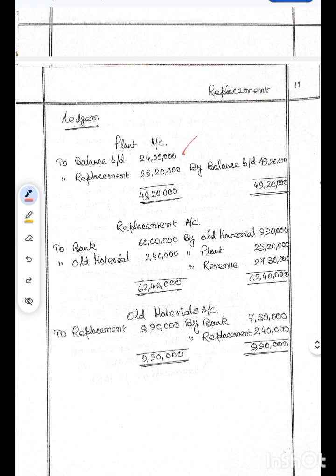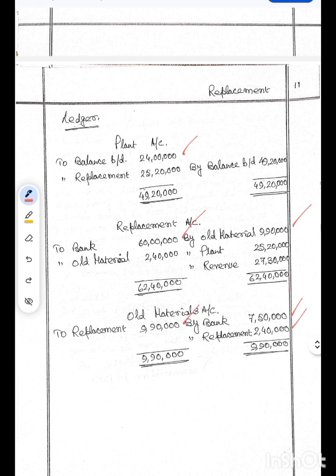Thereafter we incurred first bank account replacement account debit to bank, that is 60 lakhs, and thereafter we got the old materials account debit to replacement, that is 9 lakh 90,000. Out of 9 lakh 90,000, 7 lakh 50,000 has been sold and goes to replacement 2 lakh 40, that is our JV number, journal entry number 3.